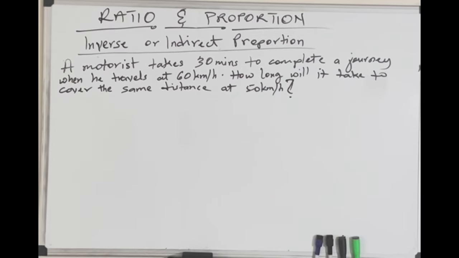another example. A motorist takes 30 minutes to complete a journey when he travels at 60 kilometers per hour. How long will it take to cover the same distance at 50 kilometers per hour? So if 60 kilometers per hour is equal to 30 minutes, then 50 kilometers per hour will require more time to cover the same distance, right?